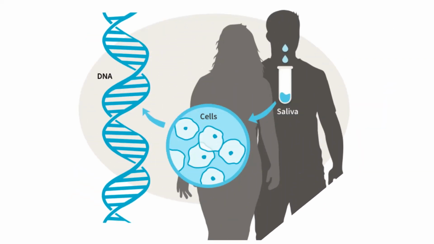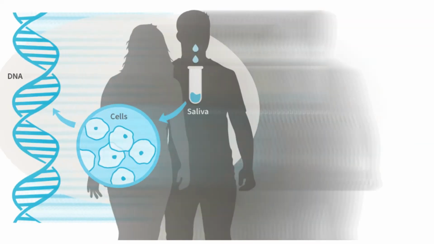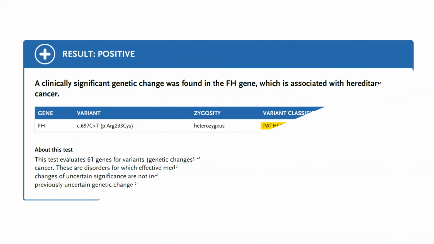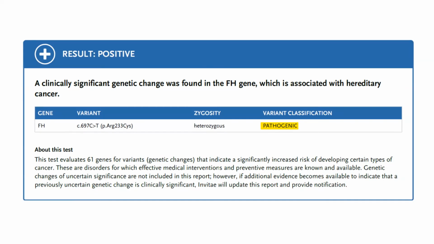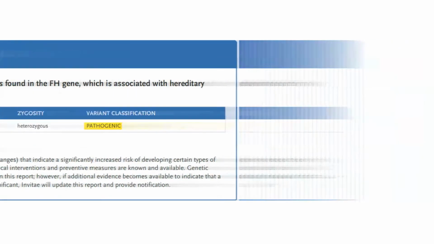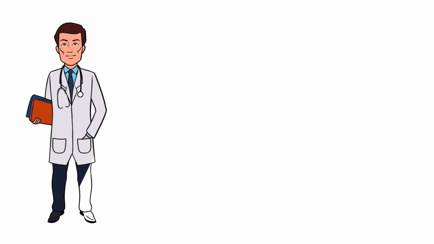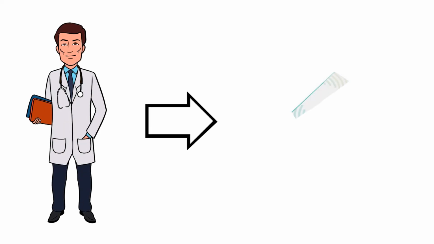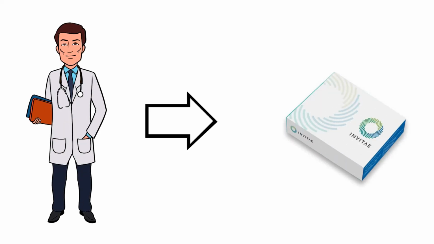Genetic testing of blood or saliva can detect a mutation in the fumarate hydratase FH gene. If a person has a pathogenic mutation in the fumarate hydratase gene, then he or she has HLRCC. Genetic testing can be ordered by a clinician or through direct-to-consumer companies such as Invitae.